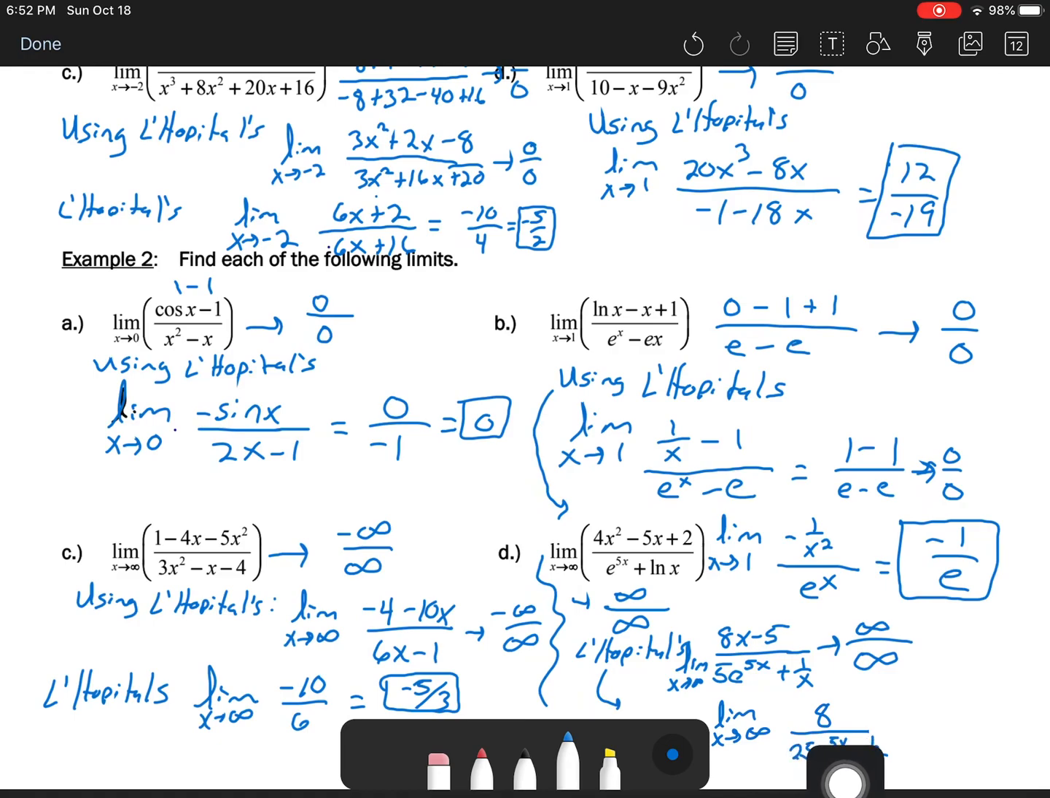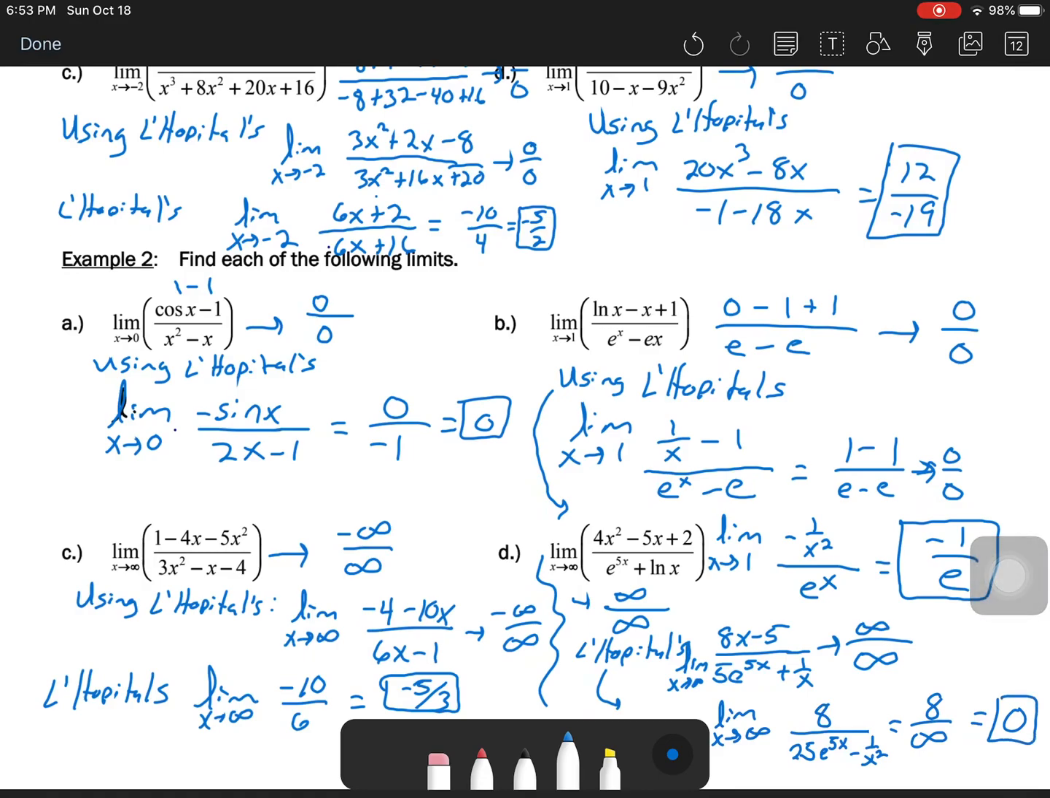Now on the bottom, this expression here is going to grow to infinity. This is going to go down to 0. So really we end up with 8 over infinity. And remember, if we have a constant over an infinitely large number, something divided by something very large, it's going to go to 0. So this ends up having a limit of 0.